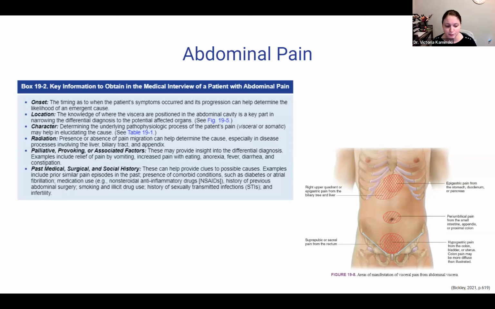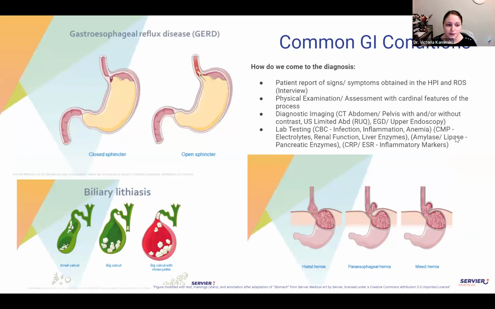You'll see a really great figure here from your Bates textbook discussing the upper quadrant and what you'll find there, as well as the periumbilical area and the suprapubic area. So common GI conditions, basically, how are we coming up with a diagnosis? It entails several different factors. So you have your patient's report of their symptoms, and that's going to be your HPI that you're documenting. Again, that's social history if it's pertinent, and the review of systems.